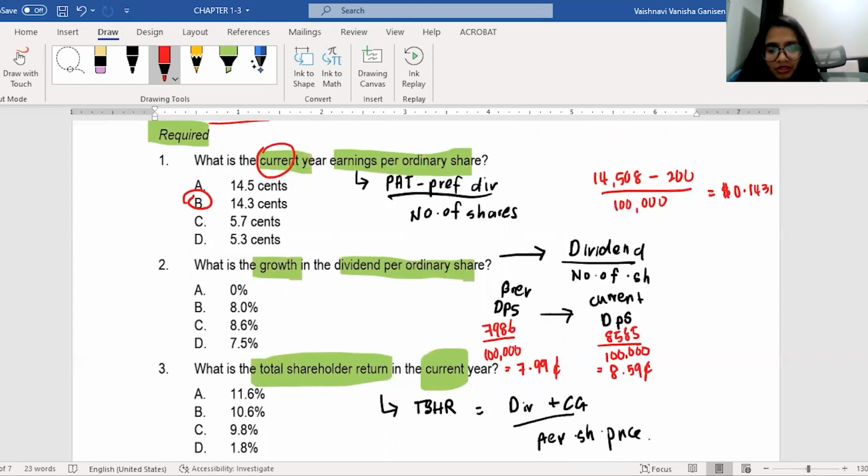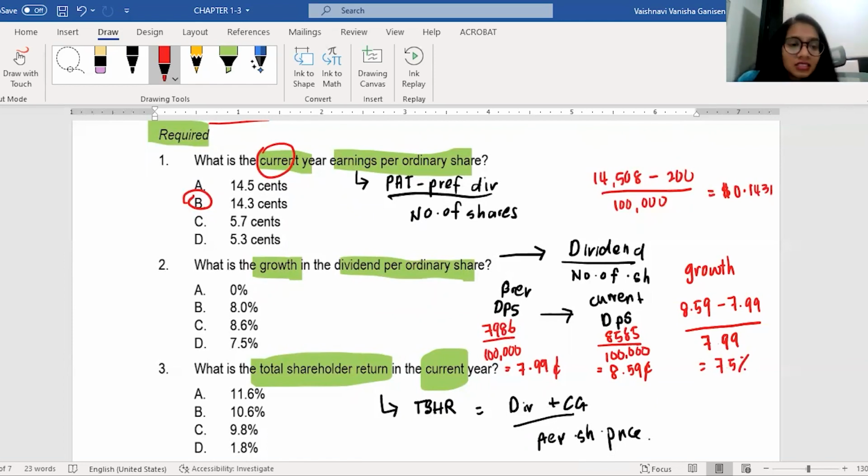So I'm going to do the growth this side. The growth is 8.59 minus 7.99 divided by 7.99. So 8.59 minus 7.99 divided by 7.99. Did you guys get the same answer as me? 7.5%. So I'm telling you, this is a simple topic.